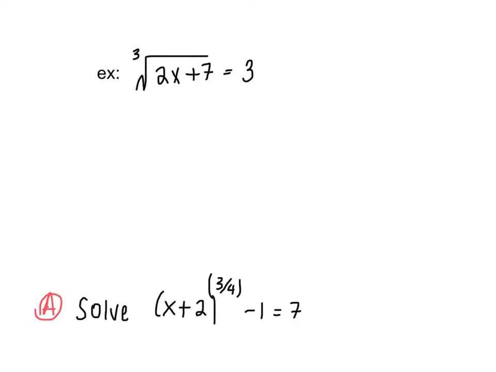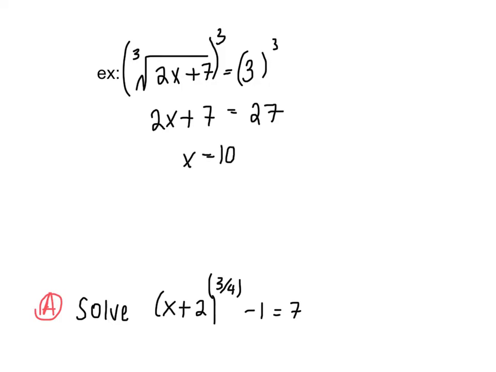So let's dive right in and begin with an example of the cube root of the quantity 2x plus 7 equals 3. First, let's cube both sides. This will eliminate the cube root, so we're left with 2x plus 7, and cube the 3, which is 27. Now, simple algebra gives us the answer of 10 for x.